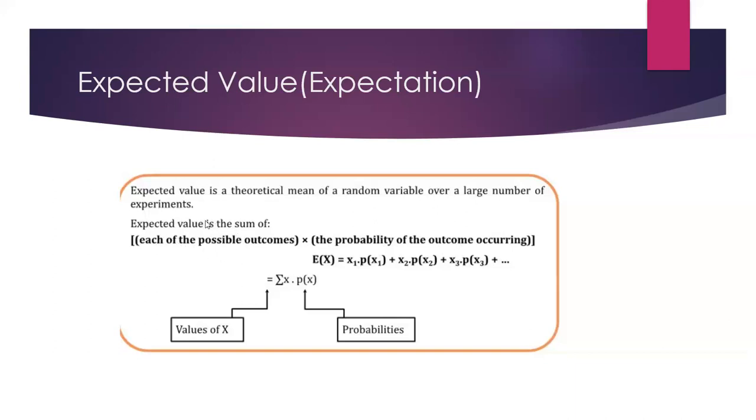Let me repeat it. Each of the possible outcomes times the probability of the outcome occurring. What do I mean by that? Say x1 is an outcome, times the probability of this outcome, plus x2 is another outcome times the probability of this outcome. Like this, however many possibilities there are, if you add them, we get this expectation, which is also called the expected value. So summation of x1, x2, x3, right? So summation of x times p of x. x means the values of x, and p of x means the probabilities.